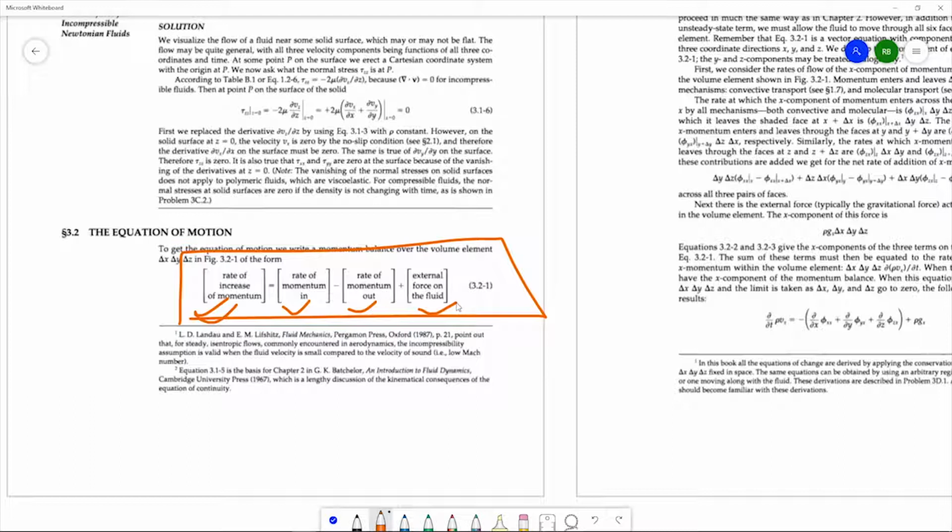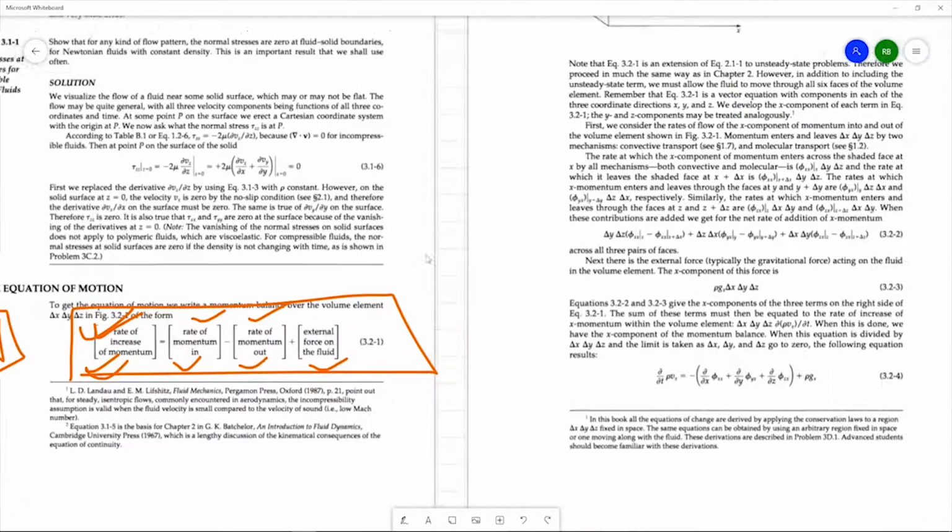on the fluid. I already told you the units are force, Newton. Because this is the rate of increase of momentum, but the units are rate of momentum, and rate of momentum is nothing but force. Same here, these are all force units.